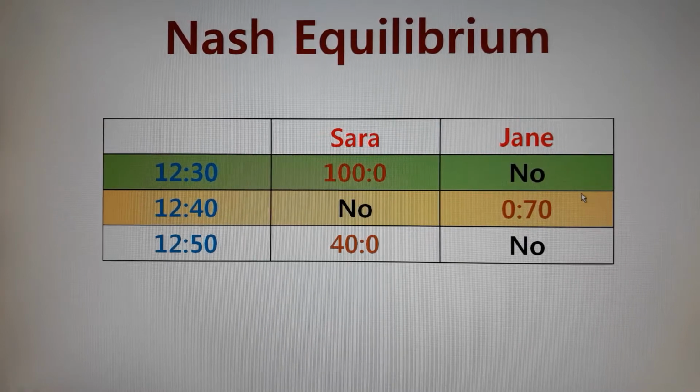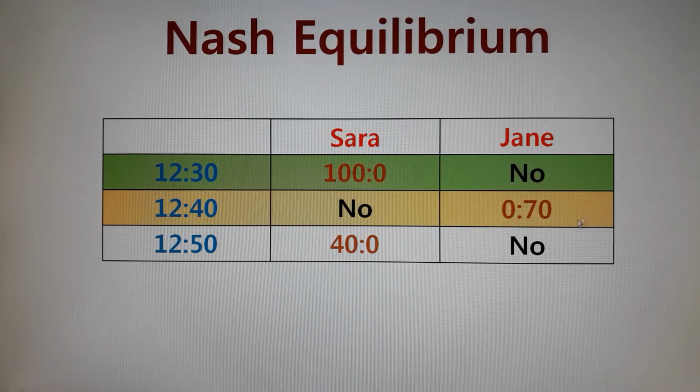Jane's strategy on that at 12:30 is no to anything. It's not because this is 0, but if Sarah offers 0 to 100, Jane would say no. So this no, no, no means if Sarah says, I'll get 0, I'll give all the pizza to you, Jane, Jane still says no. Okay? That is the strategy for Jane.